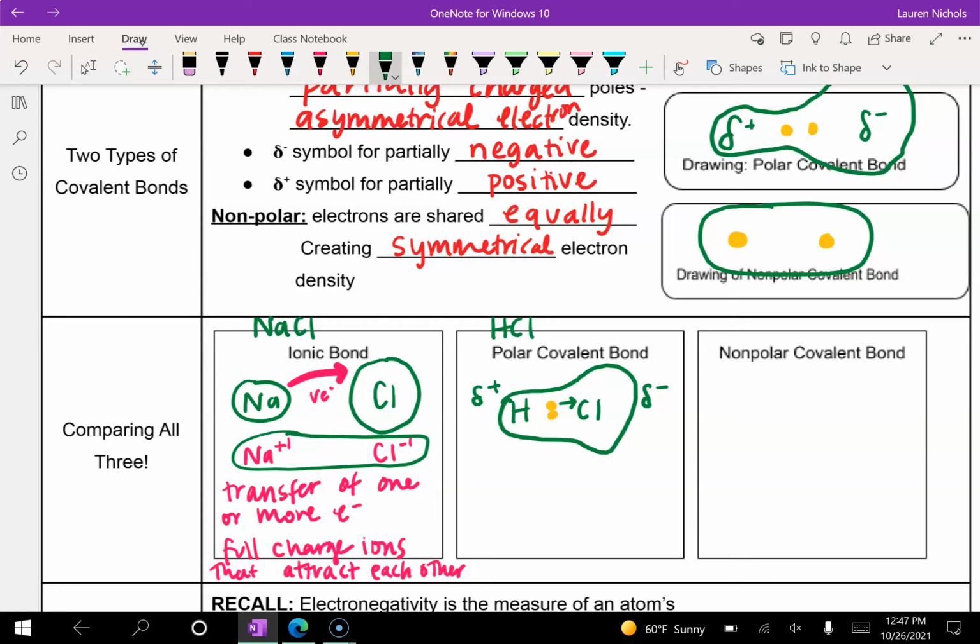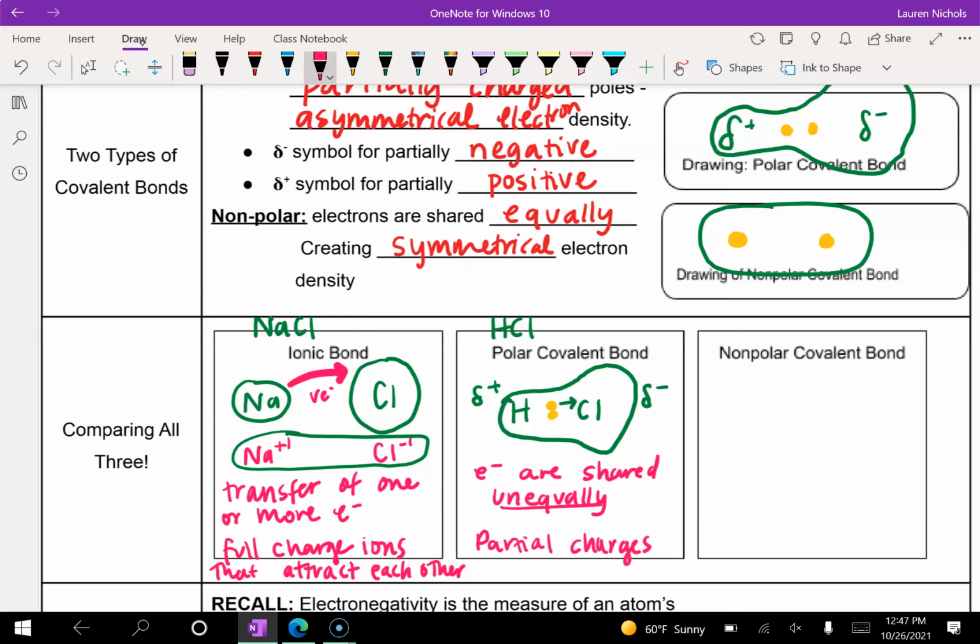And so this is where our electrons are shared unequally. And that's the key thing there. It's an unequal sharing, and you have partial charges. So in an ionic compound, you have full charges, +1, -1. Here, it's only kind of positive, kind of negative.